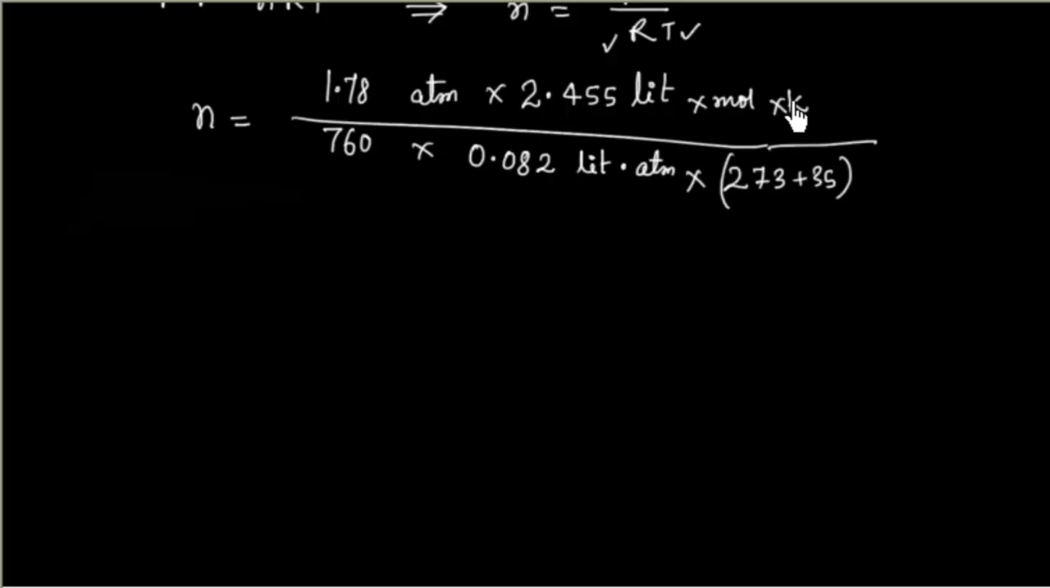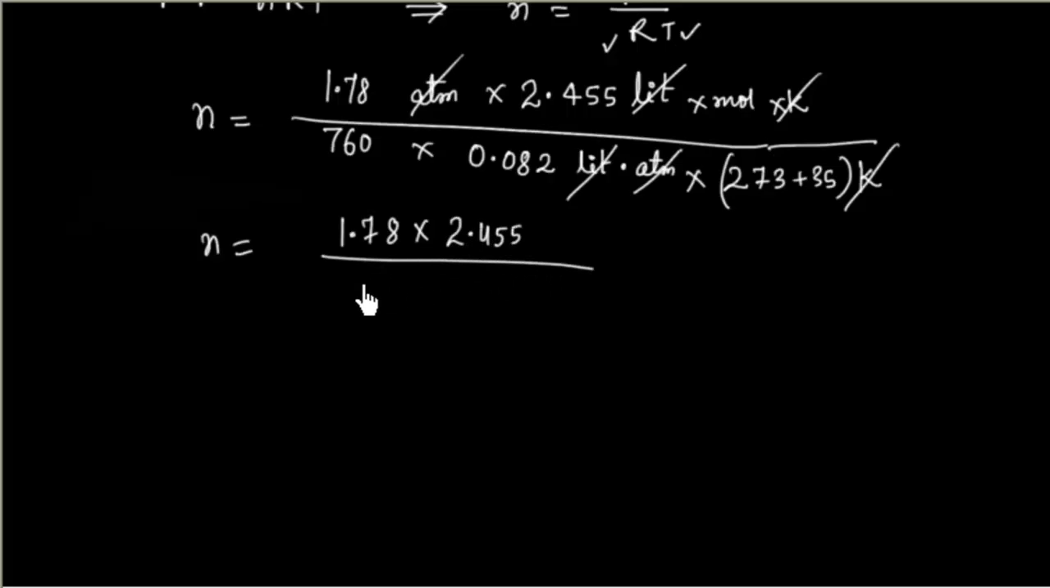So let us try to solve. So we have liter here, liter goes, Kelvin, so this is in Kelvin, so Kelvin also goes, atmospheric pressure goes, so we will have N is equals to 1.78 into 2.455, this divided by 760 into 0.082, and this multiplied by 273 plus 35, so this is 308 Kelvin. So now you see final we will have mole, unit for this is mole.